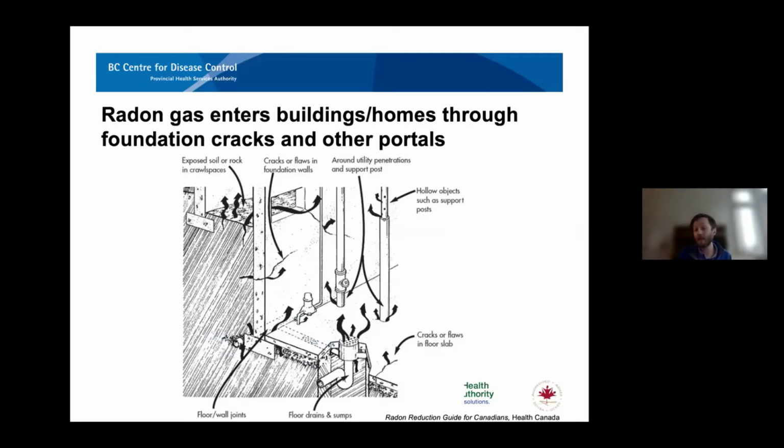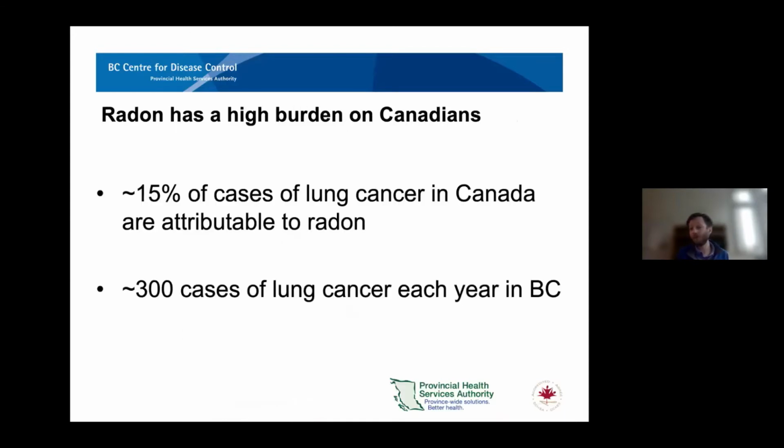Because it's a gas, we inhale it. Another key feature is that because we're inhaling it, it makes its way into our lungs and can come into close contact with the epithelium of our lungs. The radioactive products are low energy, but because we inhale them, they make their way deep into our lungs and sit right up against that vulnerable epithelium, and they can contribute to lung cancer.